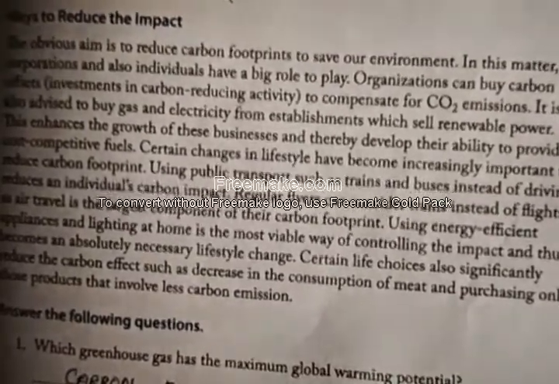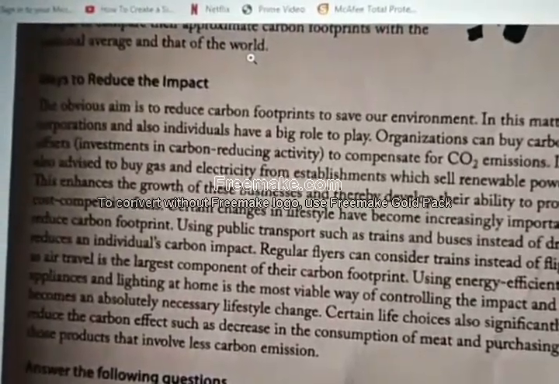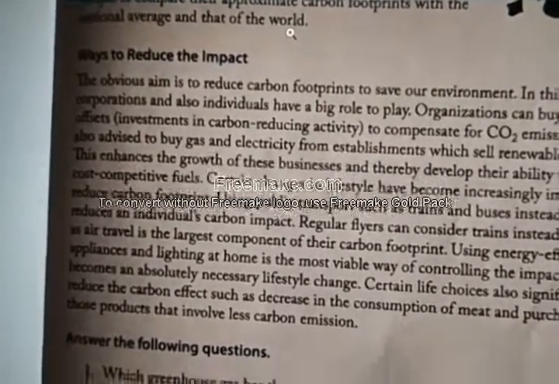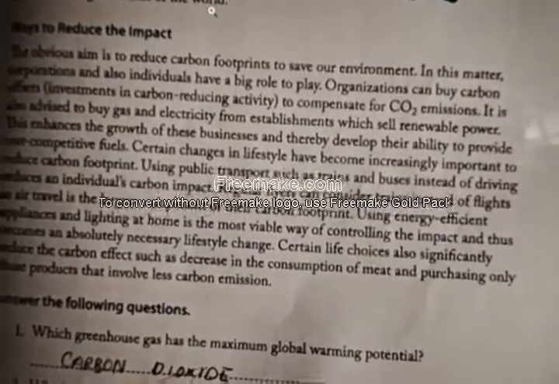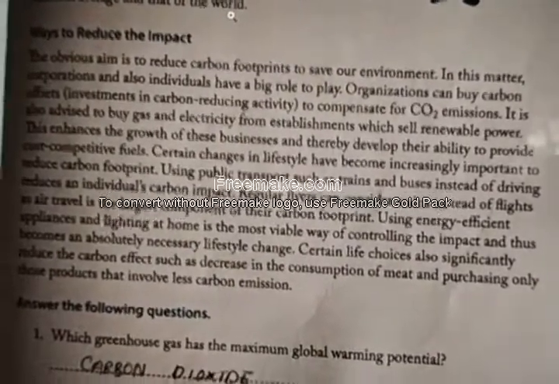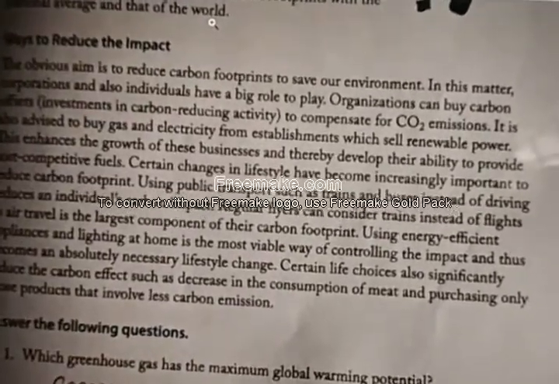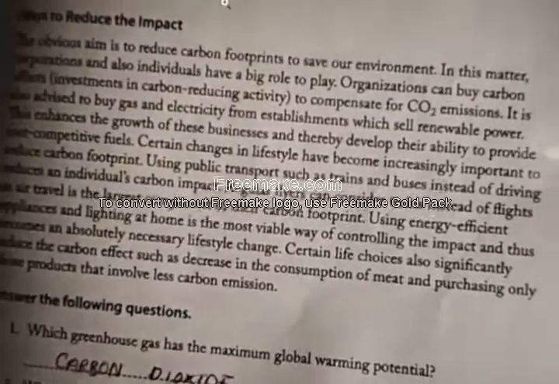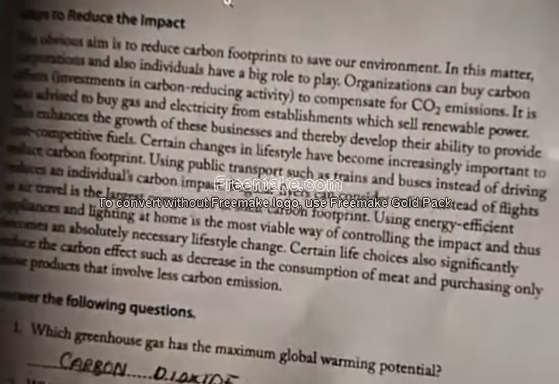Using energy efficient appliances and lighting at home is the most valuable way of controlling the impact. If in your home you are using appliances that are energy efficient, in the sense that they consume very little electricity, if your washing machine, your TV, your mixie consume less electricity, that is good for nature. So from all these activities only a small amount of CO2 is produced, so the amount of CO2 is reduced. That is good for nature.